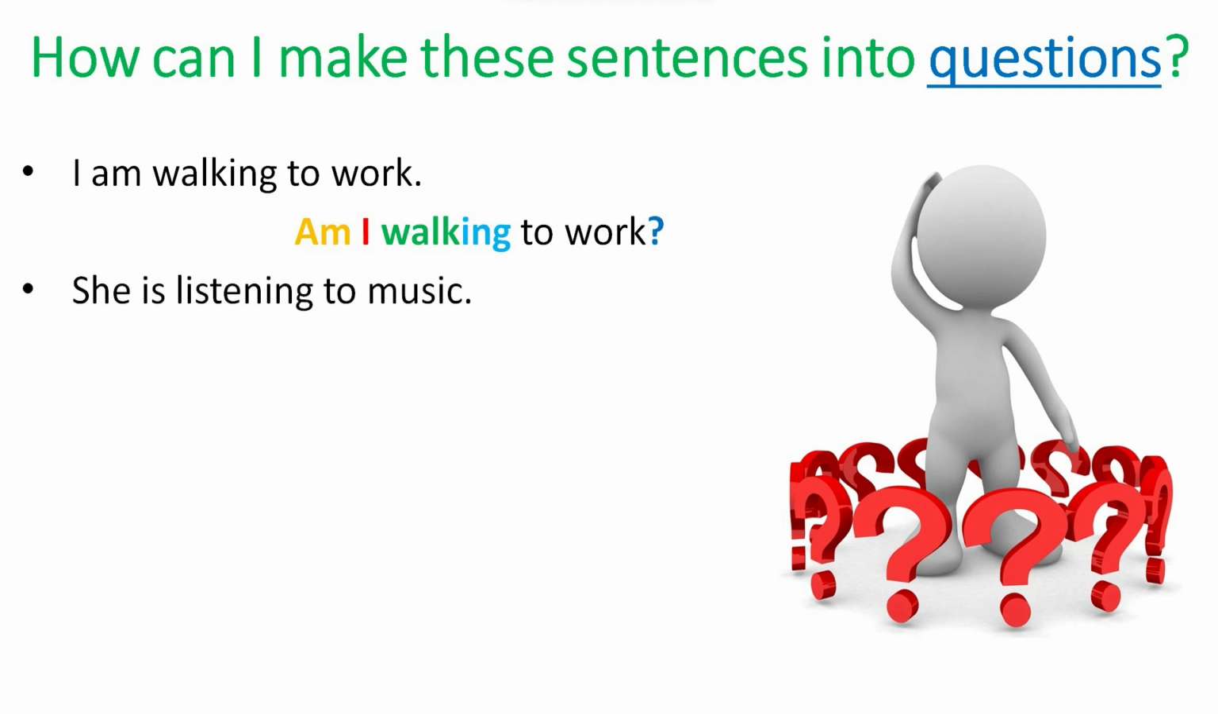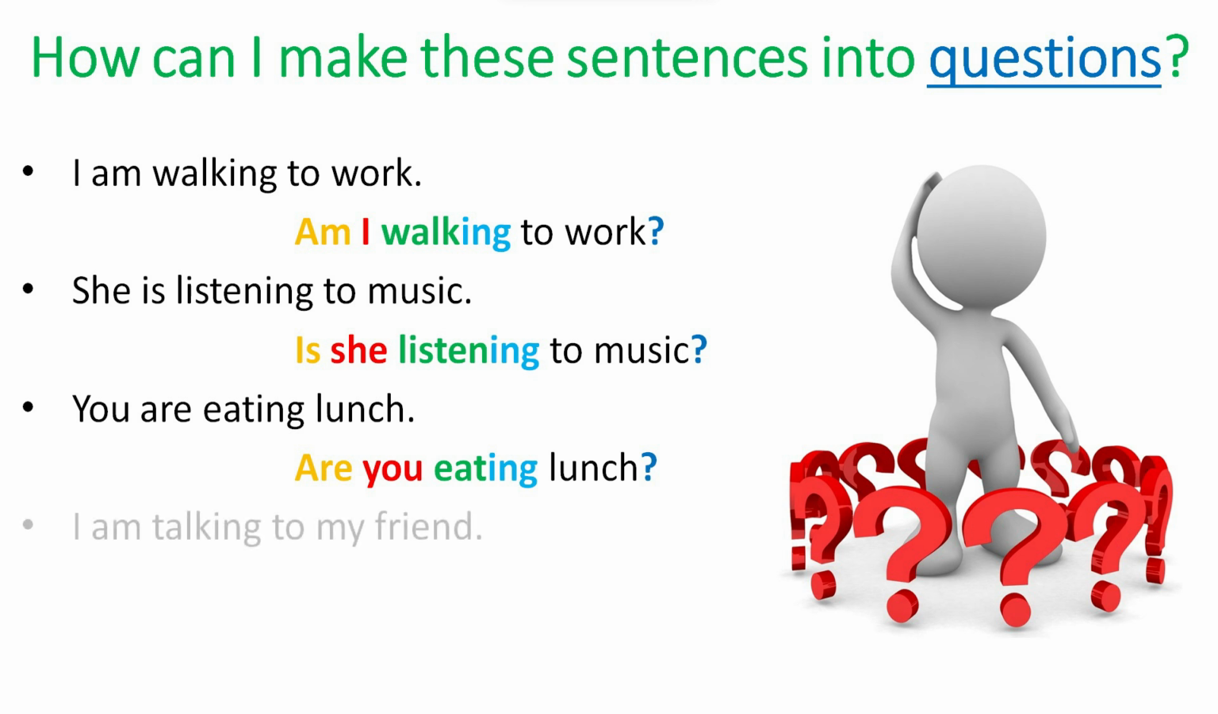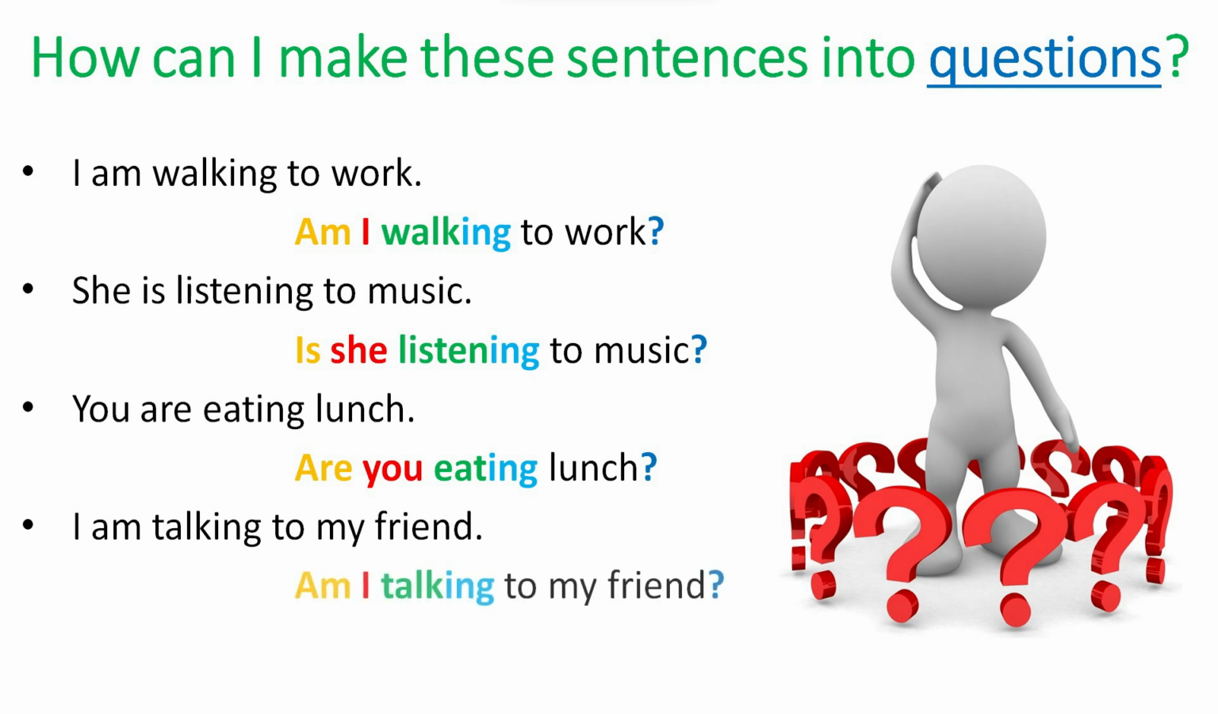She is listening to music. This becomes, is she listening to music? You are eating lunch. What about this one? This one becomes, are you eating lunch? And finally, I am talking to my friend becomes, am I talking to my friend? To make all of these questions, all we have done is swapped the subject and verb to be around. Oh, and don't forget about your question marks.